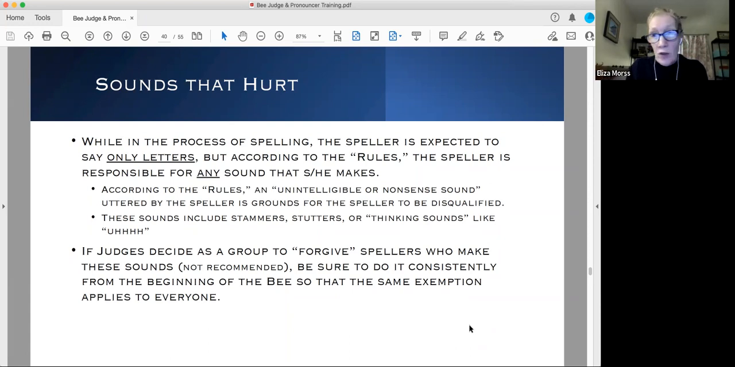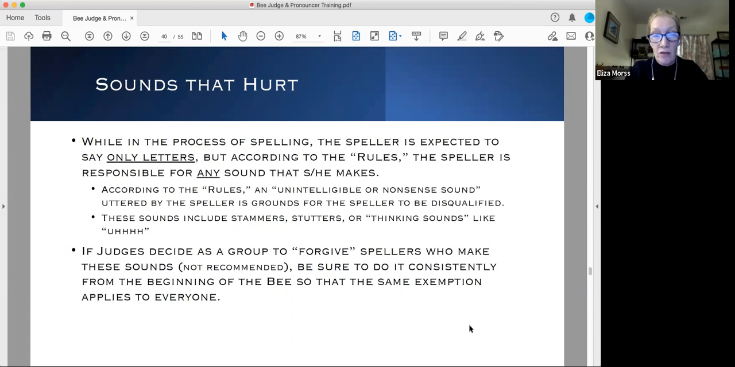And according to the rules, if we're going to be really brutal and strict, an unintelligible sound or nonsense sound will get you disqualified. And that includes what we all do every day, which is we stammer, we stutter, and we say "um" while we're thinking about things. So if a speller's in the middle of the word, pauses and says "um," that could sound like M. That could be M. That, according to the rules, the judge can take you out.